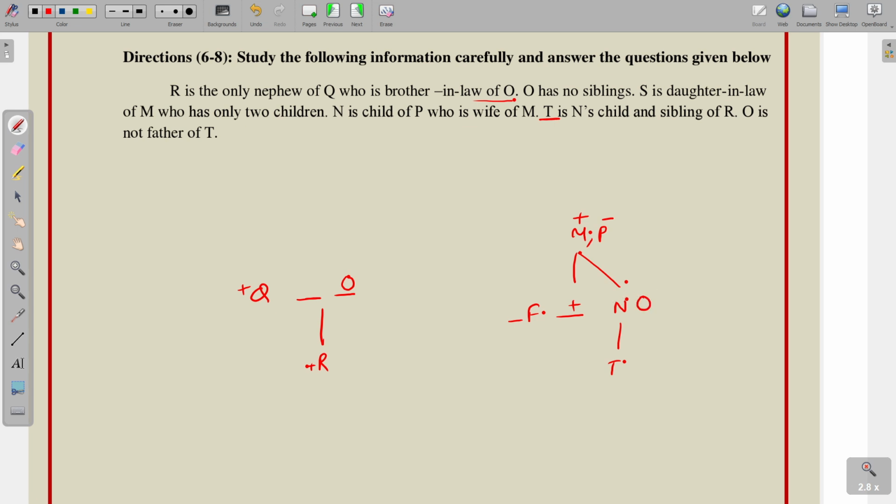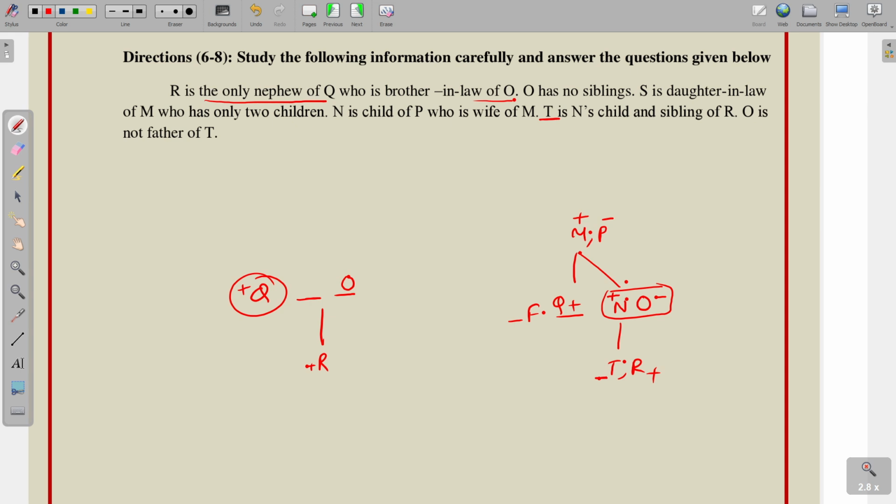So N's child and sibling of R. So in the first point, R is the only nephew of Q, so only nephew means T is the female candidate, so these two are husband and wife. Next point, O is not father of T, so O is the mother of T and N is the father of T, and the remaining person Q is the male candidate.